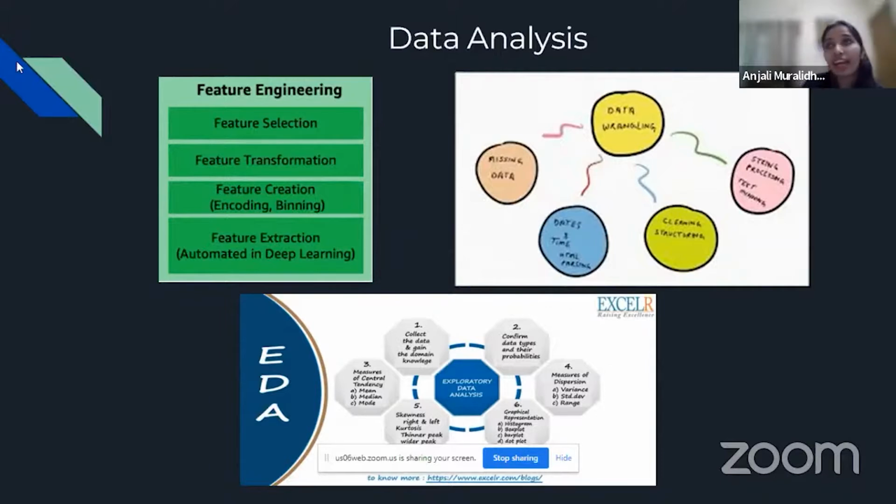Third is nothing but the graphical representation. Graphical representation is usually done using a histogram, a box plot, a bar plot, or a dot plot. When we move into the programming languages part, like Python and others, they have built-in libraries for all these kinds of tools.